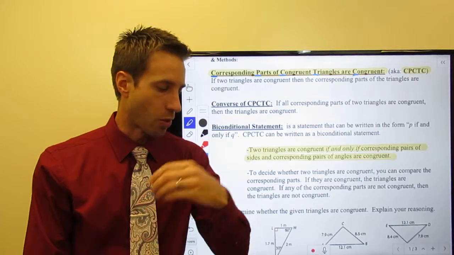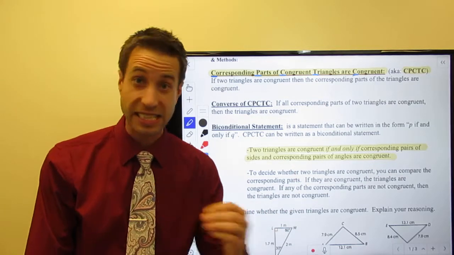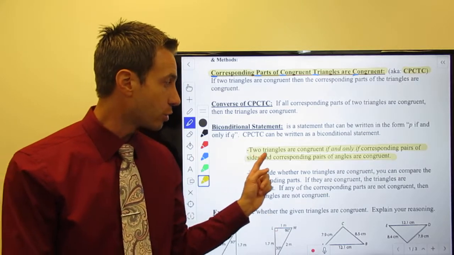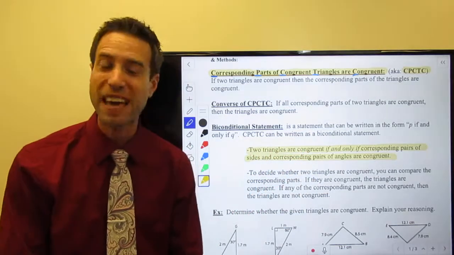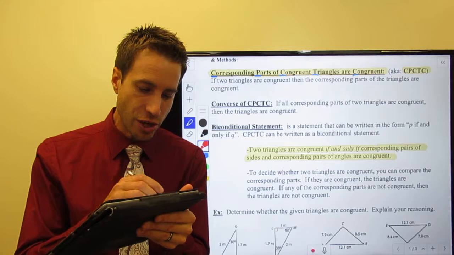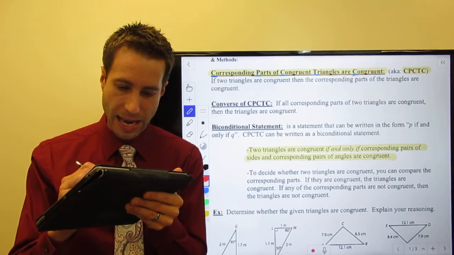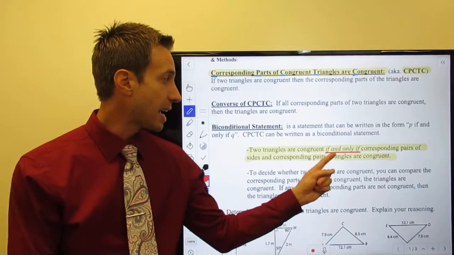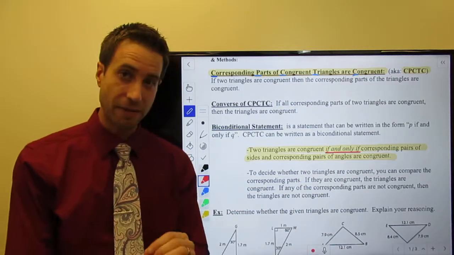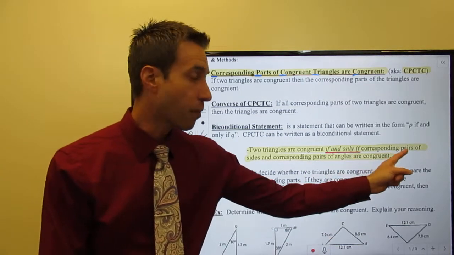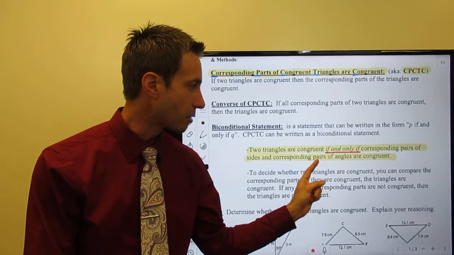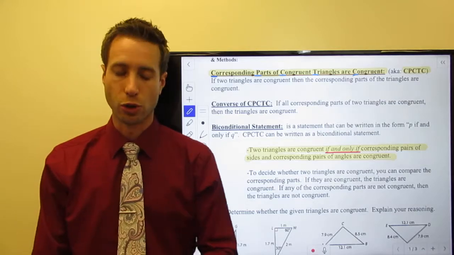That's what we're trying to show. Over the next several sections, you're going to see this theme. How do we show that triangles are congruent? Well, I can show you two triangles are congruent if and only if. Please notice that this is a biconditional statement. If and only if corresponding pairs of sides and corresponding pairs of angles are congruent.